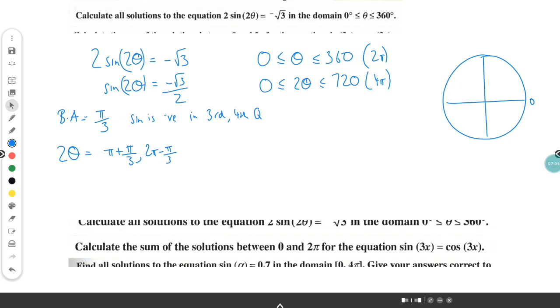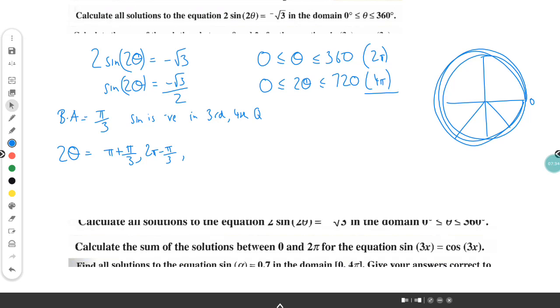Right, now, we extended our domain out to 4 pi, and you'll see why in a second. I doubled the domain. Why did I double it? Because I'm dealing with 2 theta instead of theta. So what I've got there is the first rotation solutions, okay? Third and fourth quadrant. But because I'm now out to 4 pi, I've got to go around again. So I'll have another 2 solutions.